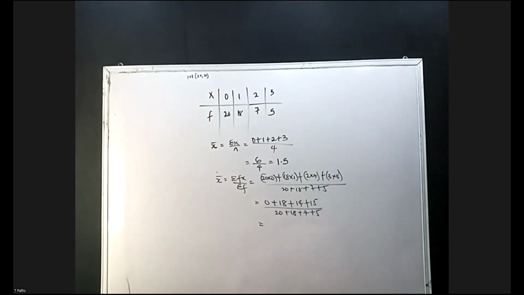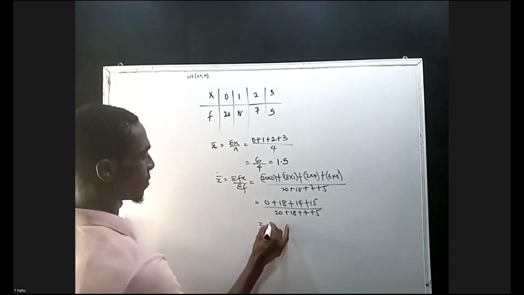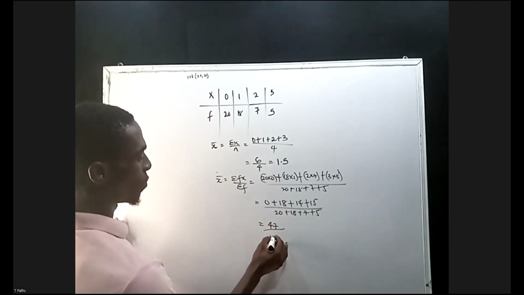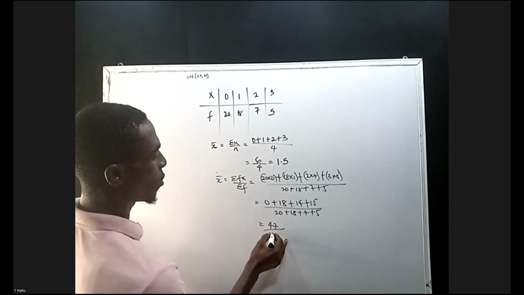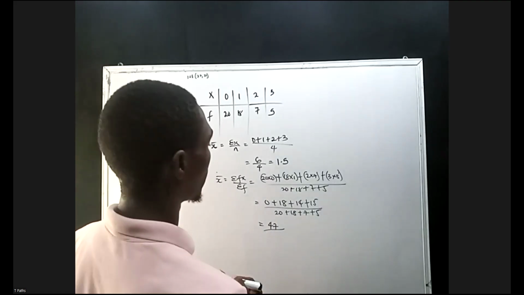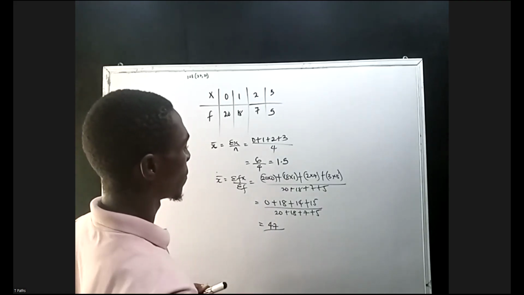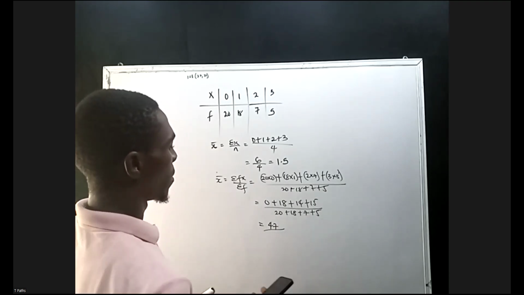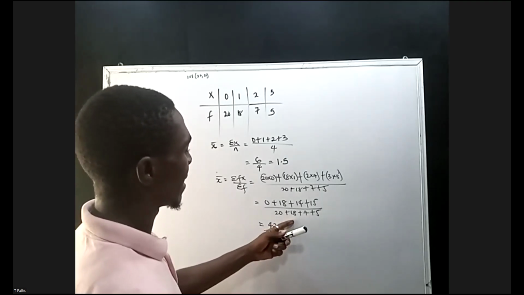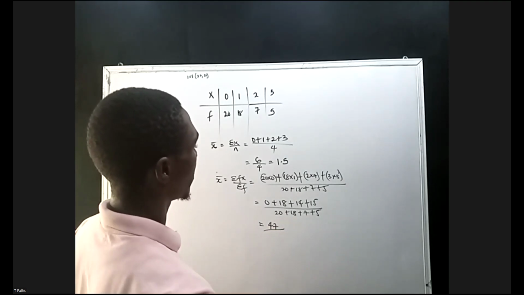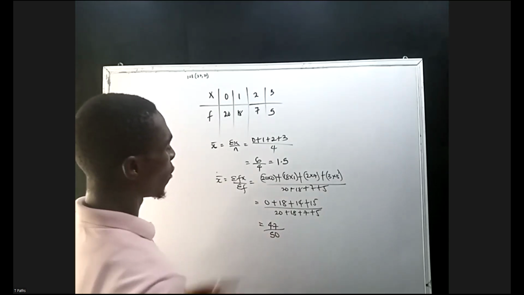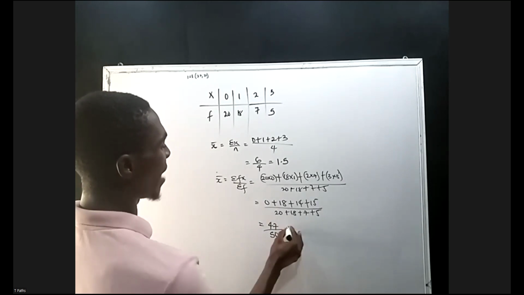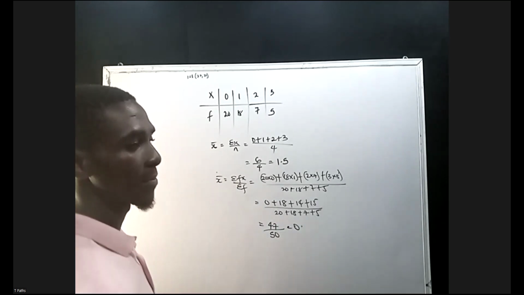The above is 47. The below, what do we have? 50. So 47 divided by 50, you'll be having 0 point something.